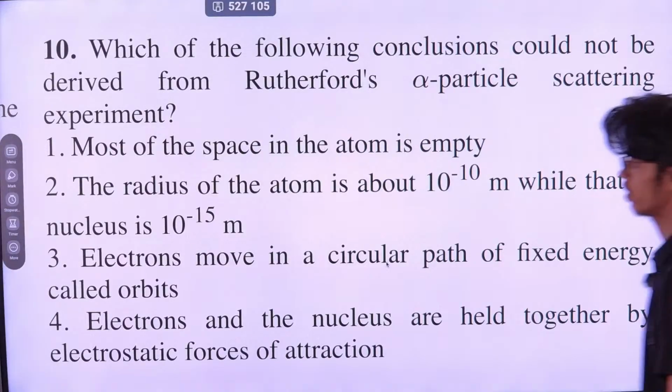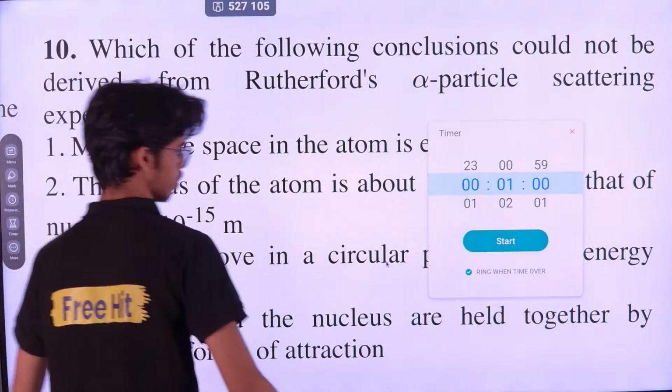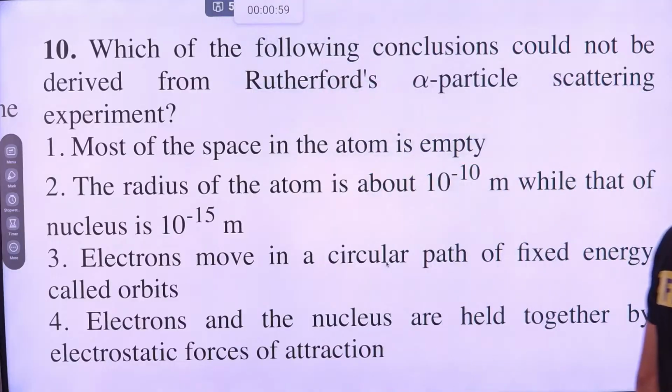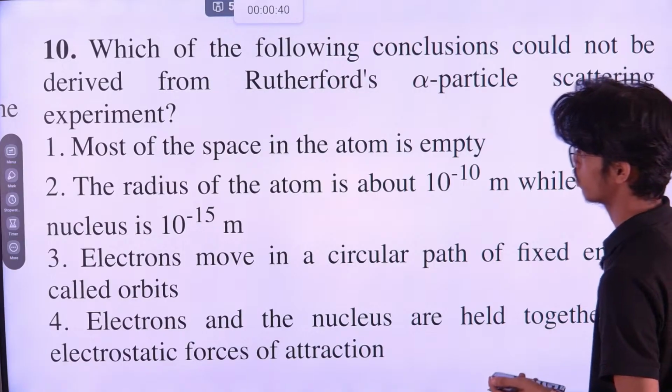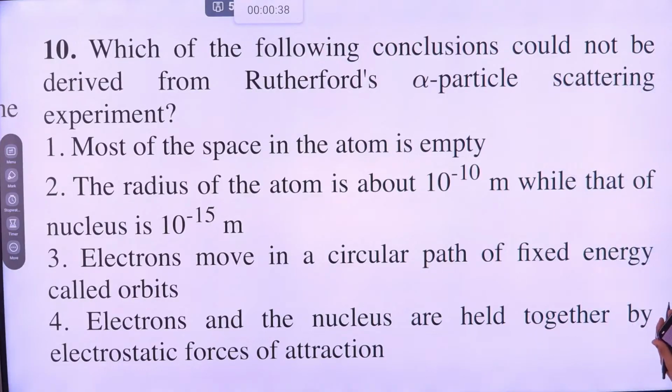Try to do this question. I'll set a timer. Okay. Which of the following conclusions could not be derived from Rutherford's alpha particle scattering experiment? I think it's easy, right? You should do it. Question 9, option number 3. Okay, let's see. Yes, 9th question, option number 3 was right. Priya, Jyoti, there is a 20-second lag. That's why I am answering you after 20 seconds. Okay. Do this question.